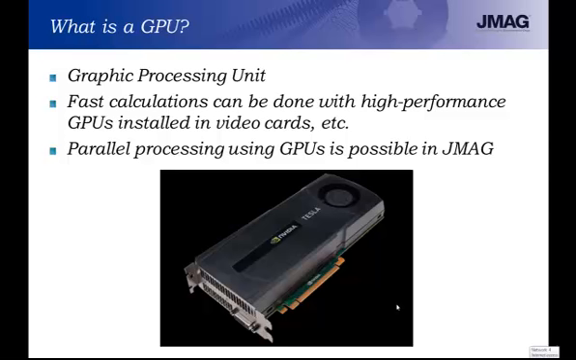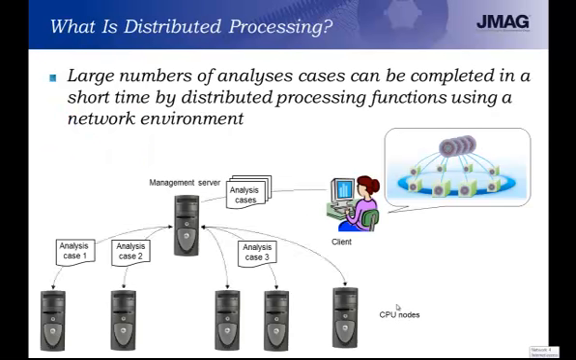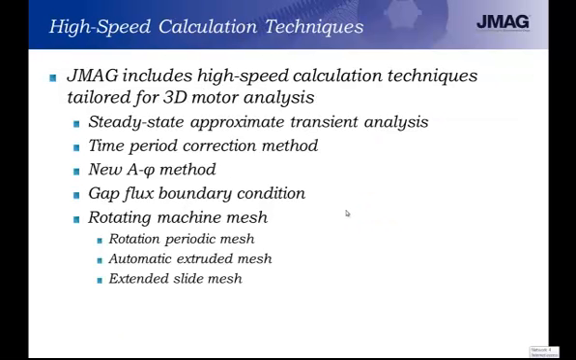What is a GPU? Well, a GPU is your graphics processing unit. And in recent years, GPUs have been undergoing a revolution and are now able to contribute to calculations in high-performance computing systems. Parallel processing using GPUs is also possible in JMAG. We also have distributed processing, where large numbers of analysis cases can be completed in a short time by distributed processing functions using a network environment. So multiple analysis cases can be sent out to individual computers on a network, and the results sent back to that main management server and then analyzed.